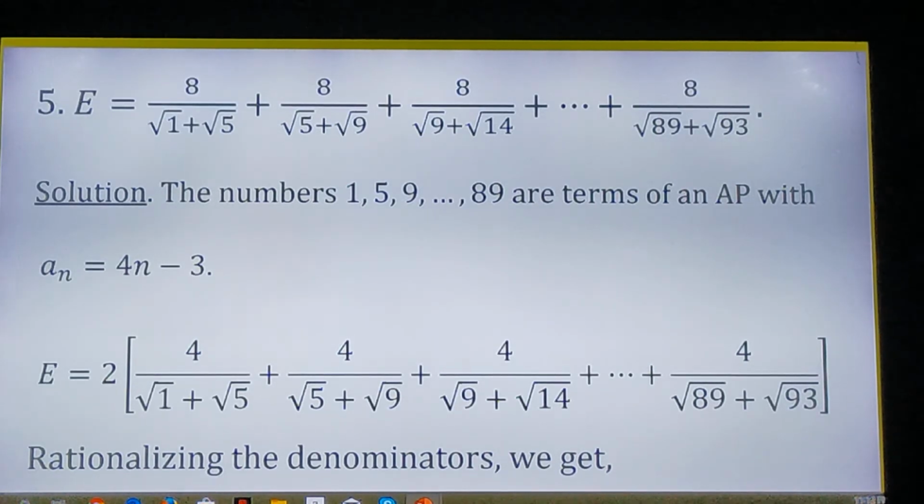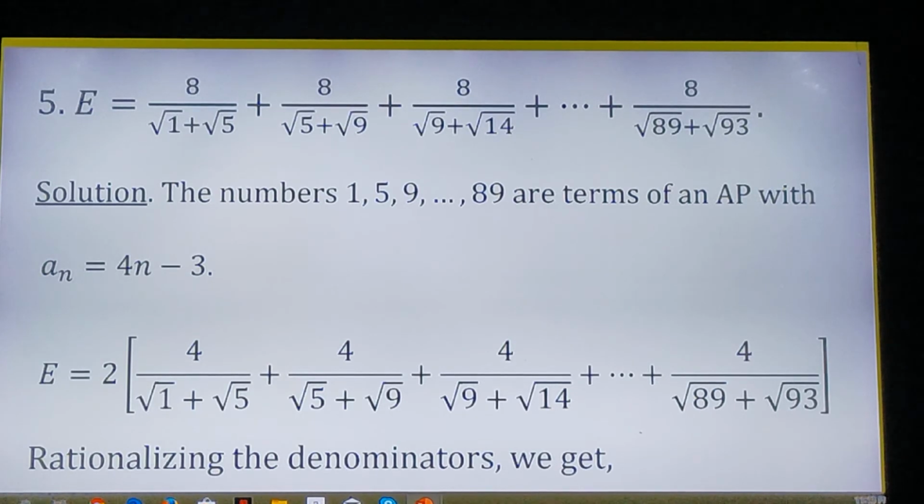And then letter E, number 5, letter E is equal to 8 over the square root of 1 plus square root of 5 plus 8 over square root of 5 plus square root of 9 and so on. The difference between the radicands in each fraction is 4. So these are terms of an arithmetic progression with common difference 4.